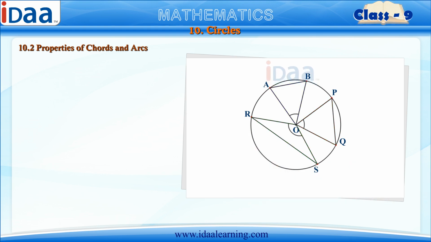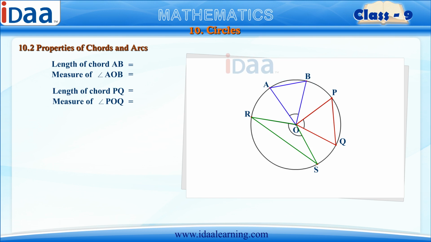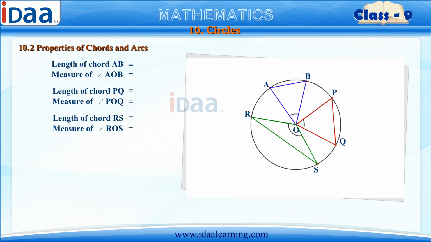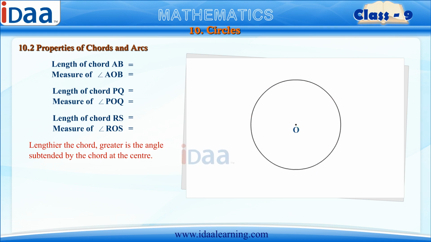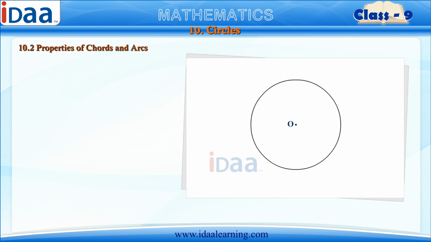Measure the lengths of these three chords and also the measures of the three angles so formed. Having written these measurements, what do you observe? You may now intend to infer that equal chords subtend equal angles at the center of the circle.